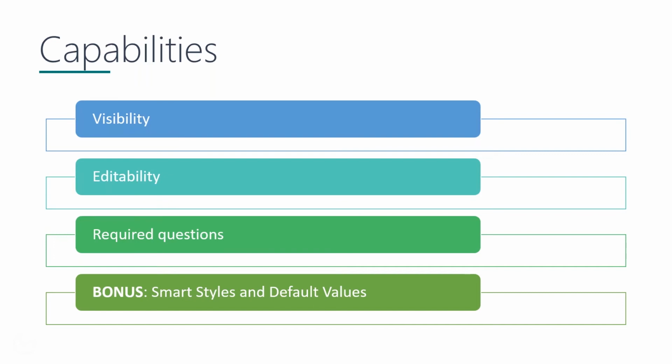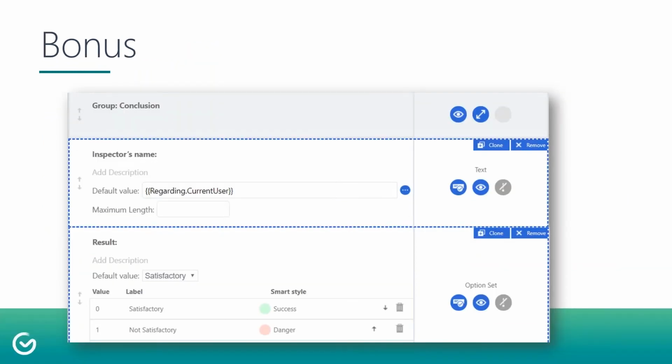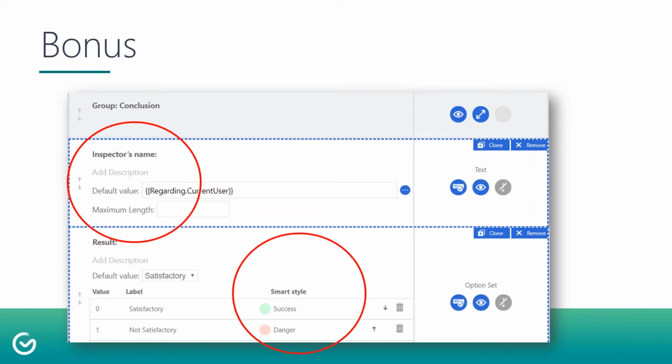And as a little bonus for you guys from us, is something that we call smart styles and also default values, which basically means that you can directly in line of the question, you can specify what might be the default value. You can either type it in, or also we pre-created some kind of fetches for you, where some information is automatically input for you. For example, the name of the inspector, which is taken from the configuration. And also these smart styles, as I mentioned.